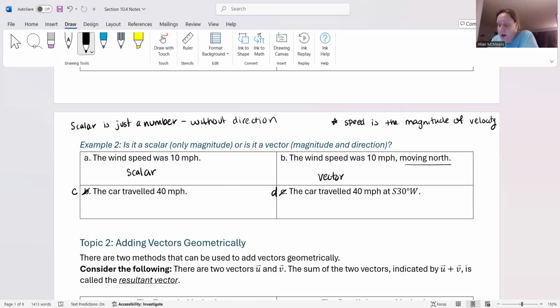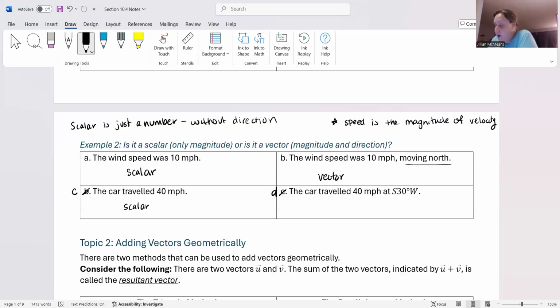But for part C, we have that a car traveled 40 miles per hour. Where? Was it going straight up and down? Was it going left? Was it going right? Was it going backwards? Was it going forward? If it was just traveling 40 miles per hour with no direction, it's just a scalar, because remember, speed is the magnitude of velocity. So if we just have a magnitude, that's a scalar.